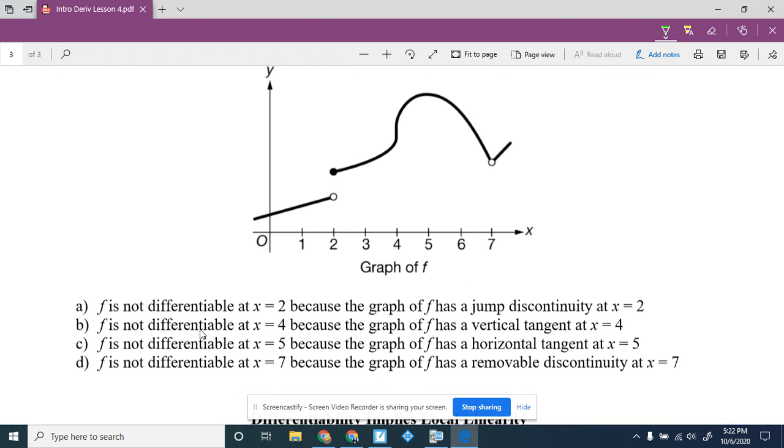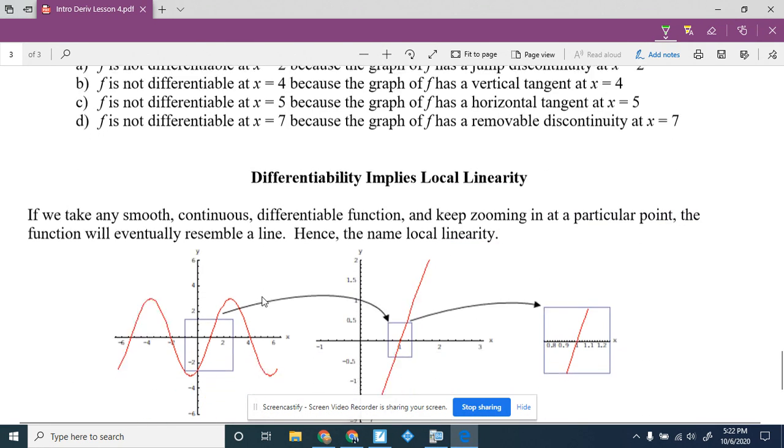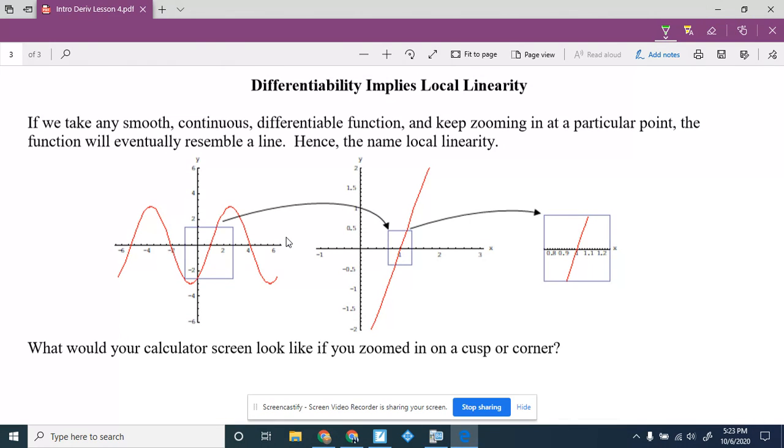Just take a look at D for kicks and giggles. It says f is not differentiable at x equals 7 because the graph has a removable discontinuity. Well, again, that's true. If you're not continuous, you can't be differentiable. All right. And then the final thing, this is just a quick little reference here.